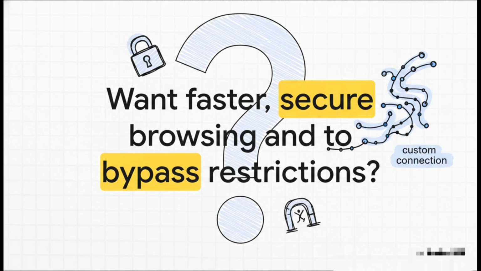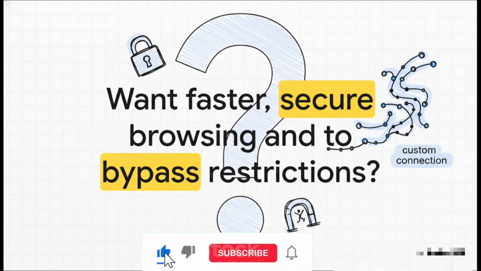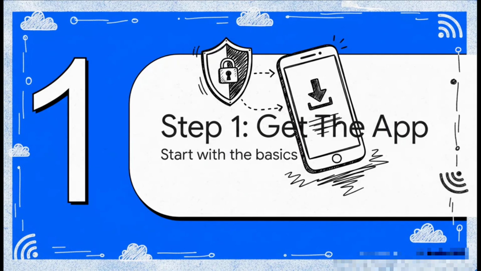So, if any of that sounds good to you, then you are in exactly the right place. We're not just installing some random app. We're actually building a private tunnel for all your internet traffic. This is going to help protect your data, especially on public Wi-Fi, and can even help you get around some of those annoying network restrictions. Let's dive in.